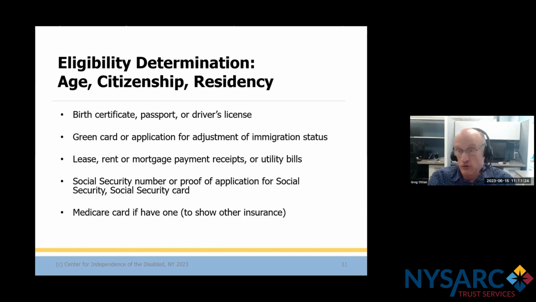Proof of residency, New York residency, could be a lease, rent, or mortgage receipt, or utility bill. Social Security number or card, or showing that somebody has applied for Social Security, can be submitted. And also any other insurance like Medicare or third-party employer insurance. Proof of that should be submitted because Medicaid is going to look to other insurance first to cover services, and then any balance can be considered by Medicaid. Medicaid is always payer of last resort.